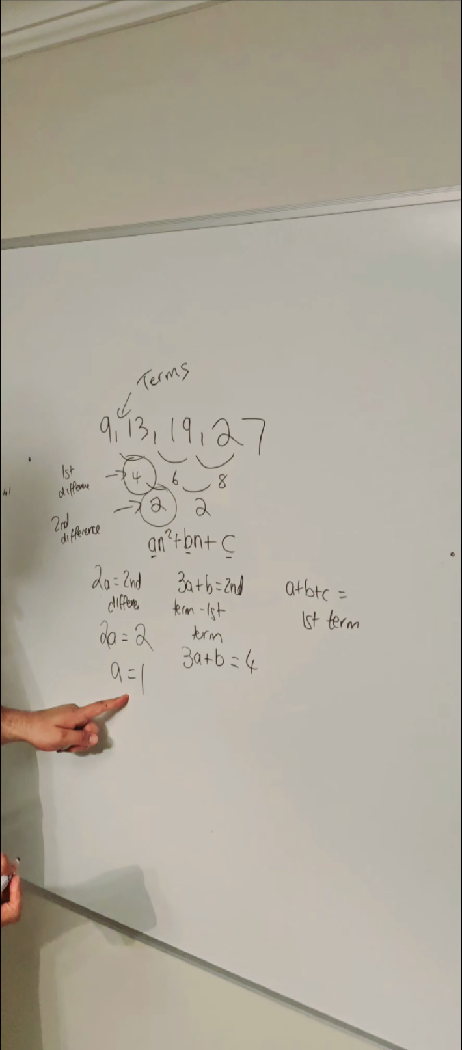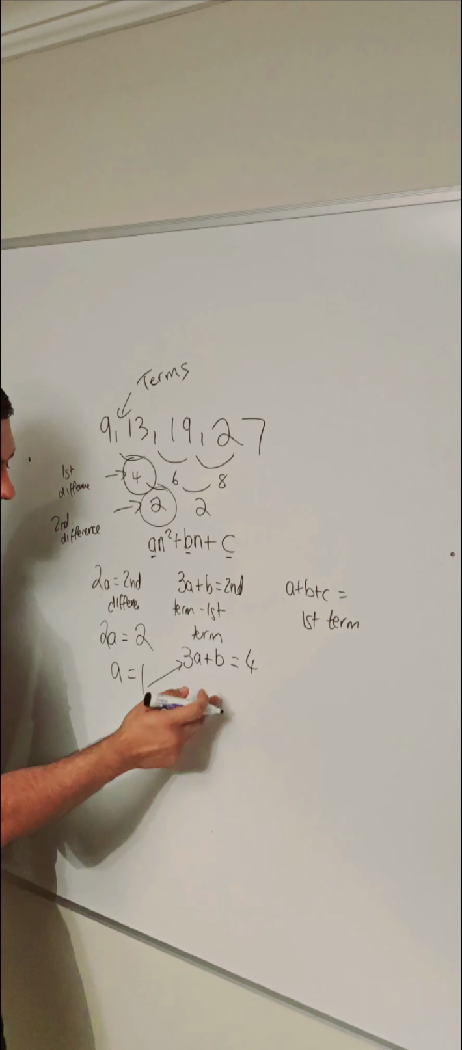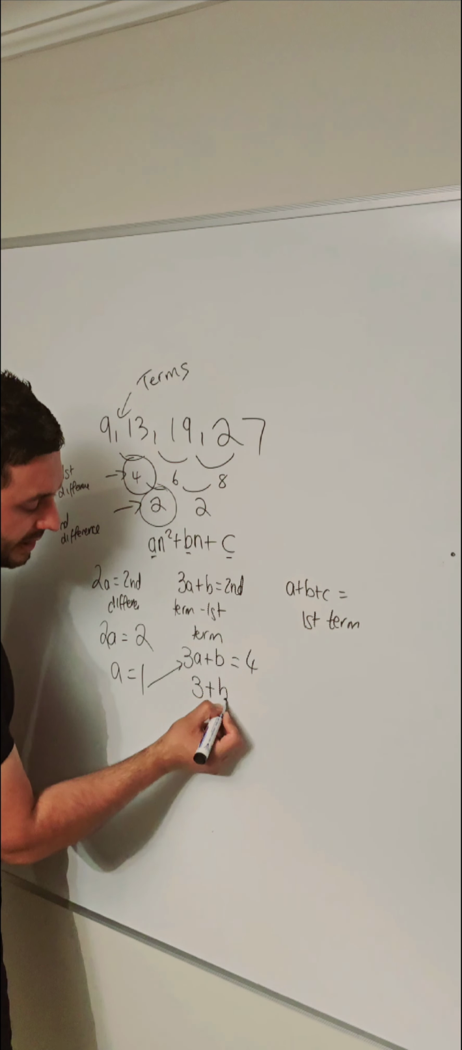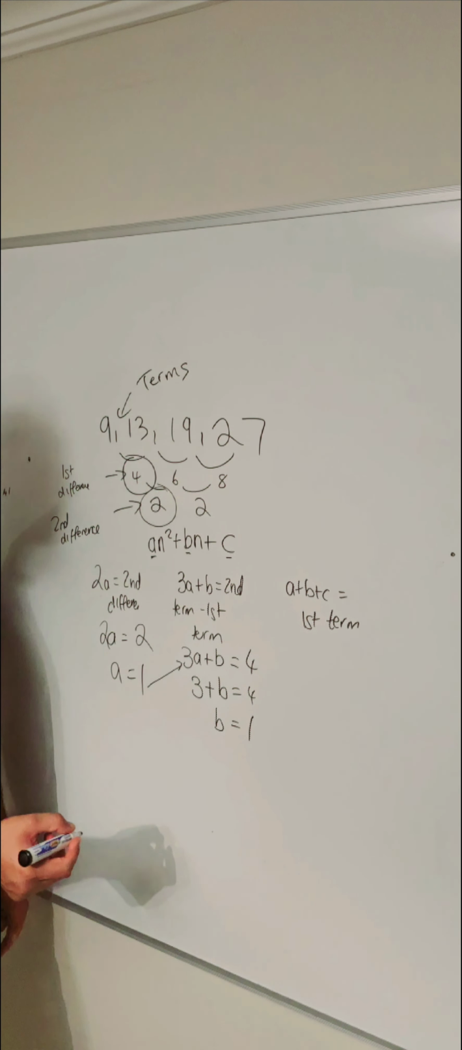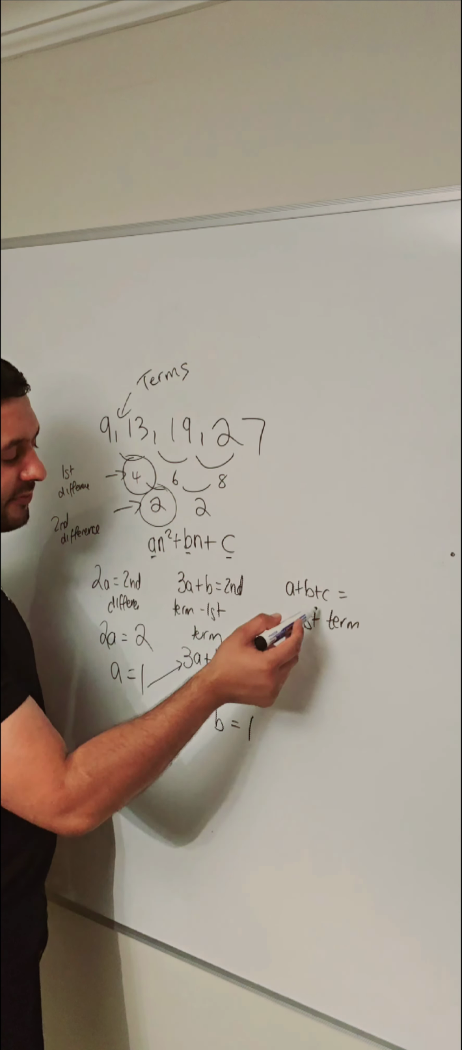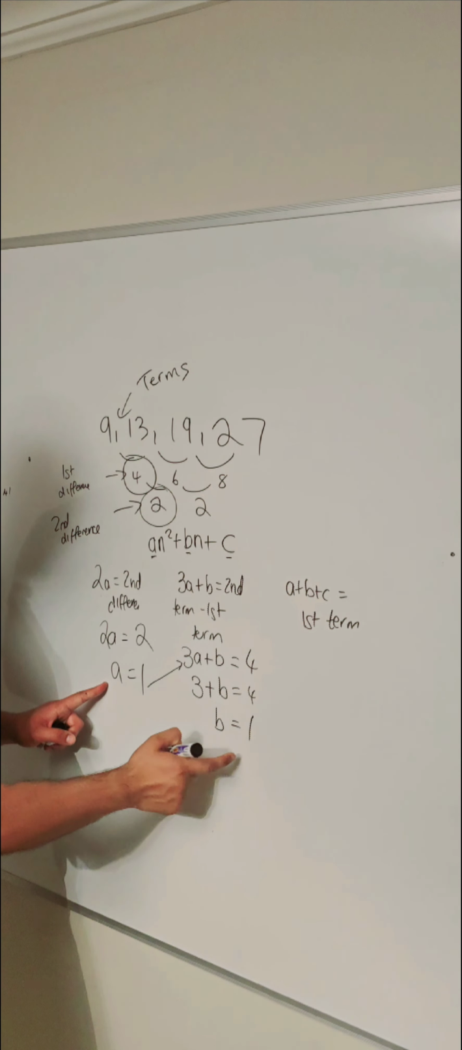Now the value of a is 1. So what I'm going to do is substitute a into this equation. 3 times 1 is 3. 3 plus b is equal to 4. And if we minus 3 on both sides, then b is equal to 1. Finally, for me to work out the value of c, I replace a and b with the numbers I've got here.